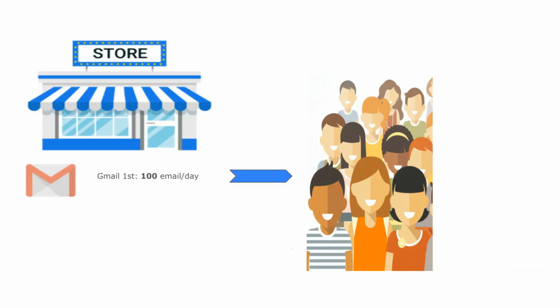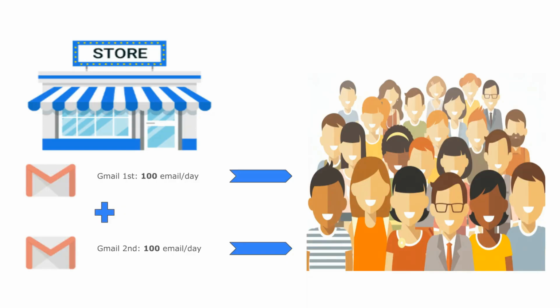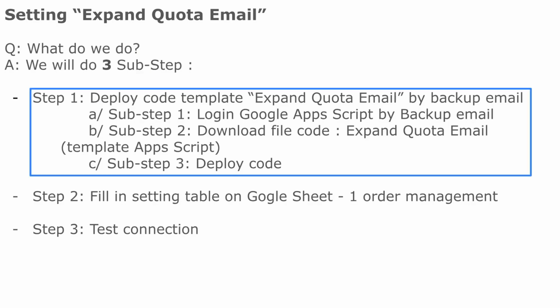In this step, we will set up an expansion of the daily email sending limit. This will increase the service capacity of your store system, increasing the number of emails sent, which will directly increase the maximum number of orders per day. To do this, we need to follow 3 steps.